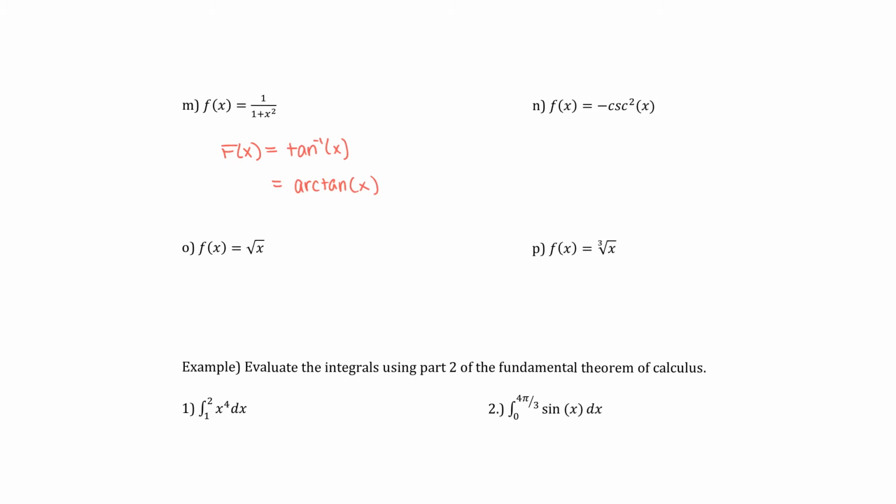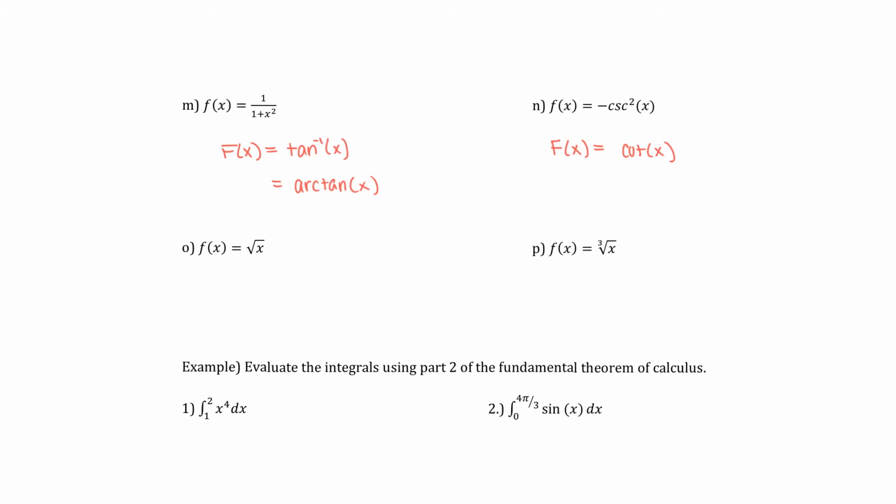The next one, f of x equals negative cosecant squared x. I recognize that as well. What has a derivative of negative cosecant squared is cotangent of x. All right, the next one, f of x equals the square root of x.